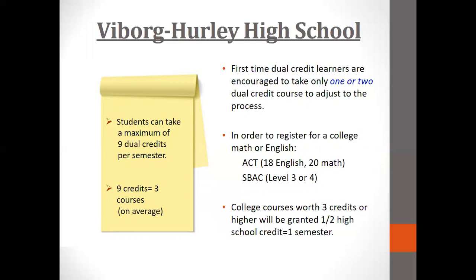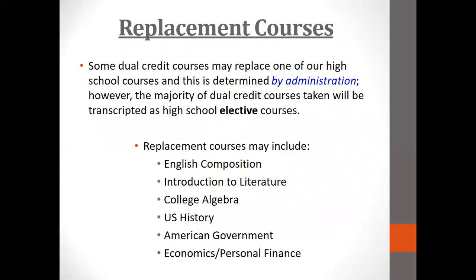So any college course that is a semester at a college level will give you 1 semester of high school credit. Now, replacement courses. More bang for your buck, right? Two birds, one stone. That's the best option you can have for your dual credit courses. Some dual credit courses may replace your high school courses, and this is determined by administration. I'll talk to you about which courses we at Viber Curly accept as two birds, one stone.